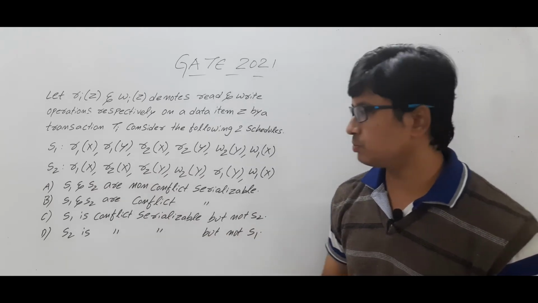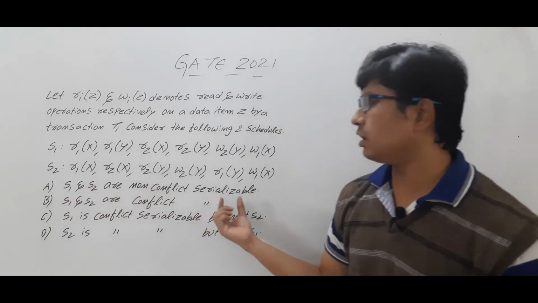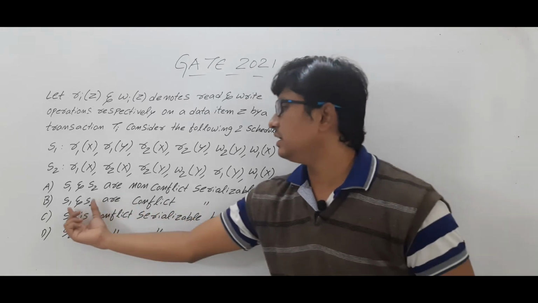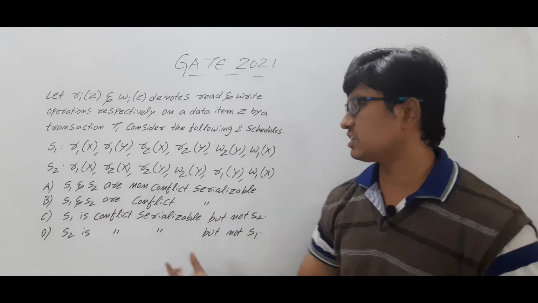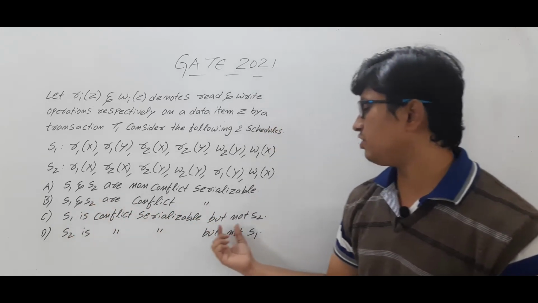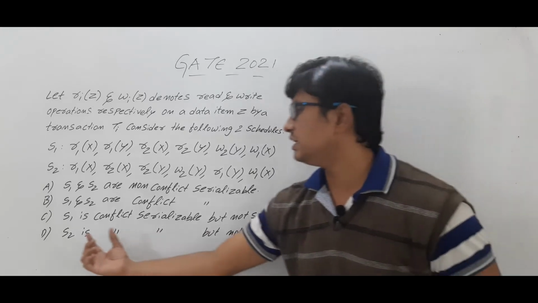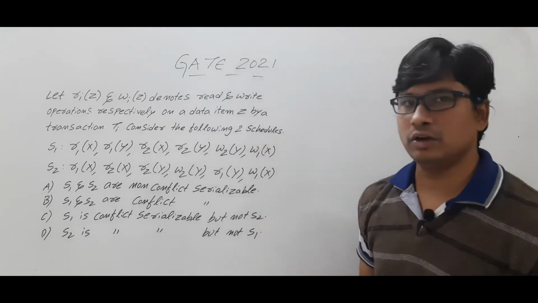Look at each option. S1 and S2 are not conflict serializable. S1 and S2 are conflict serializable. S1 is conflict serializable but not S2. S2 is conflict serializable but not S1.